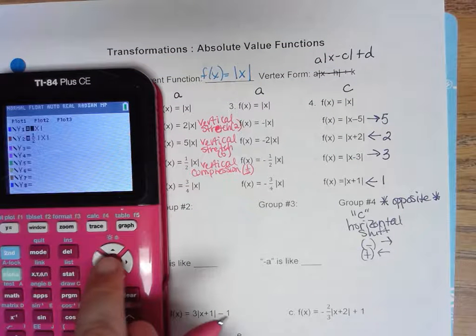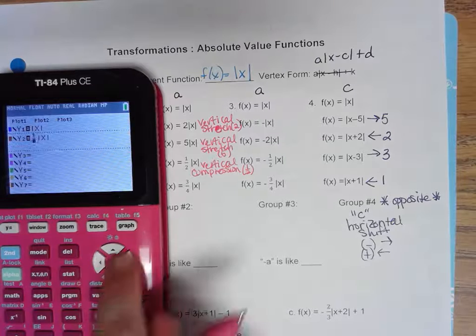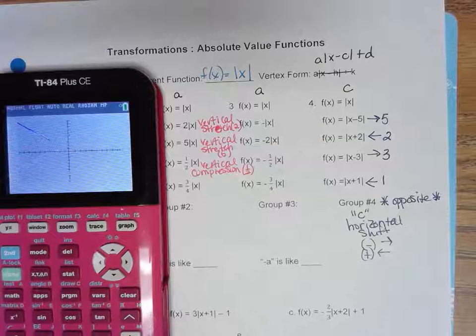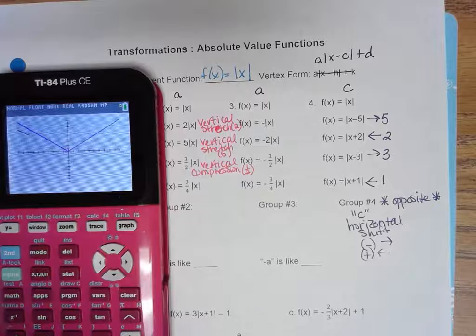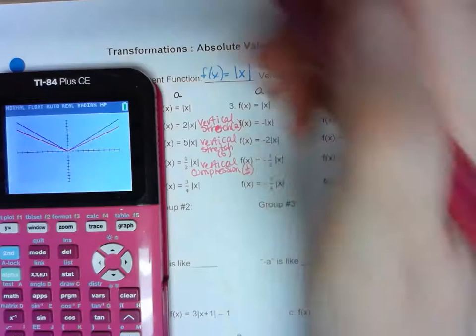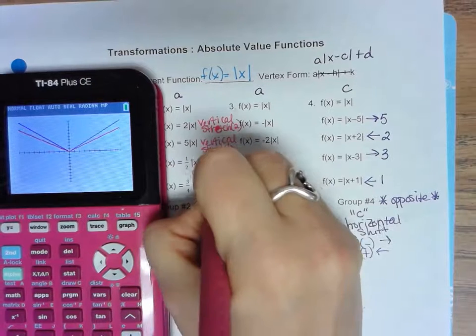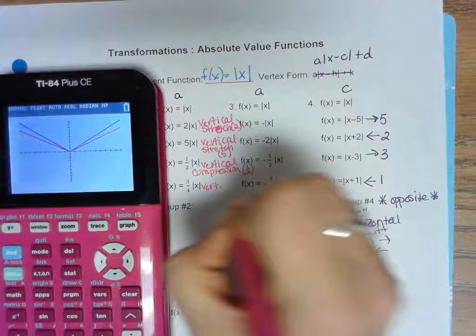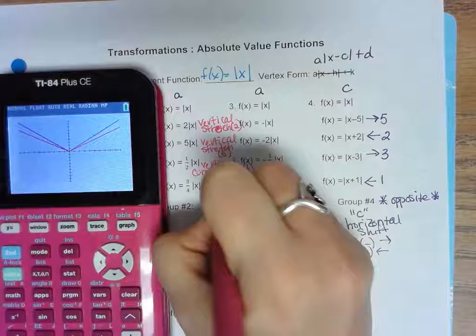So we're going to do 3/4. Notice this one is also wider, but not as much. So I didn't smash it as much, but I did still push it together. So you can shorthand this to vertical compression by 3/4.